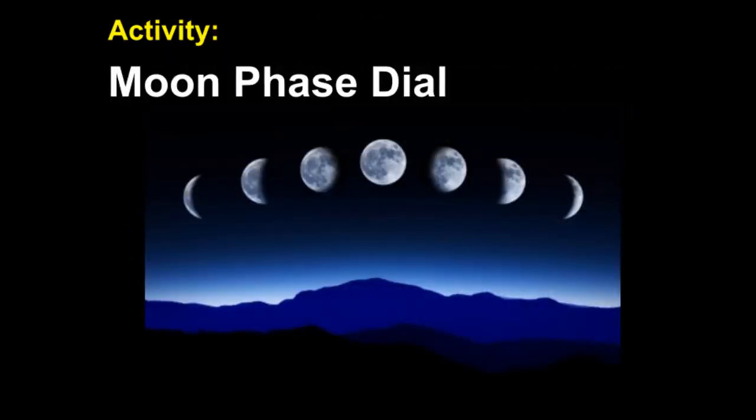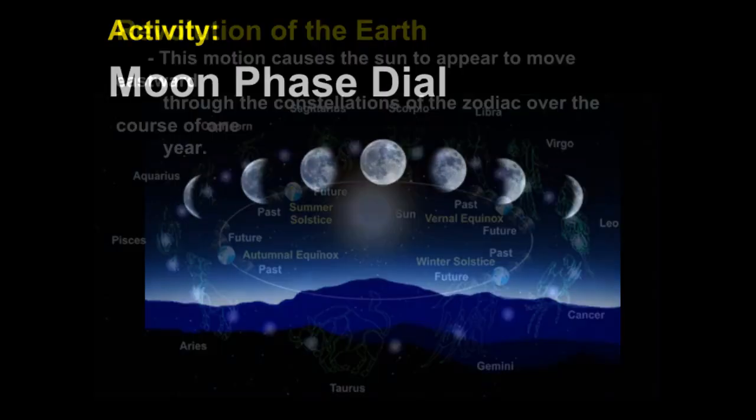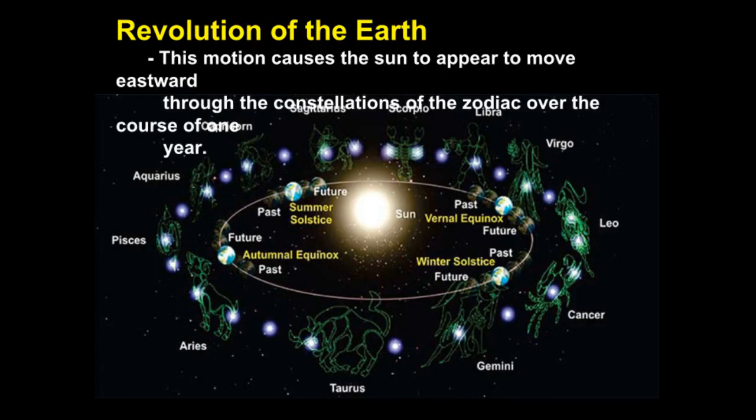Before you continue watching this video, pause and complete the Moon phase dial activity. Directions are found on Google Classroom. There is also a Google Doc assigned to you to answer questions as you learn to use the Moon phase dial. As Earth orbits the Sun, different constellations will appear in our night sky.